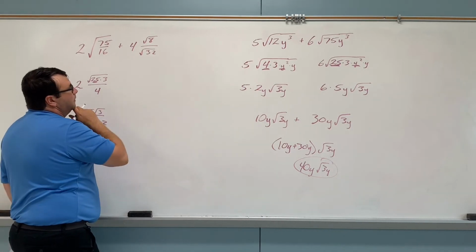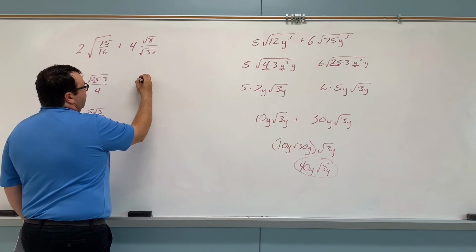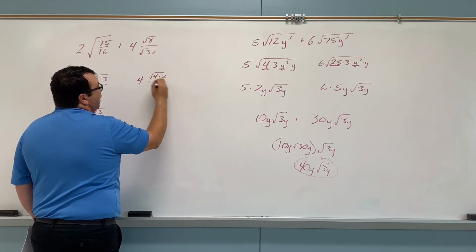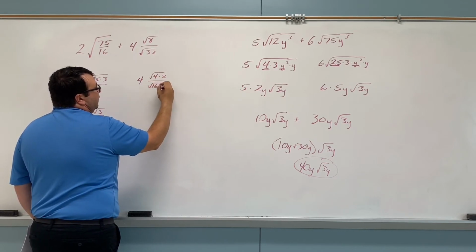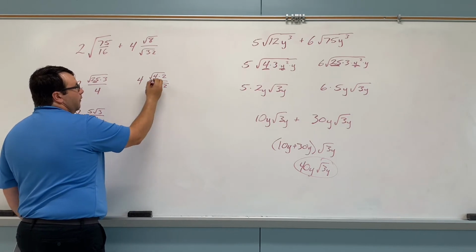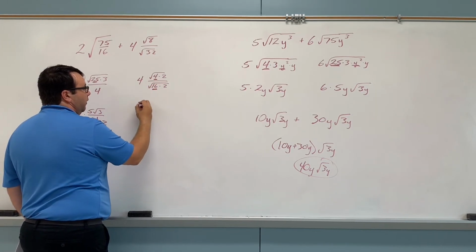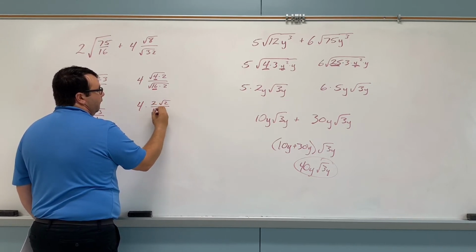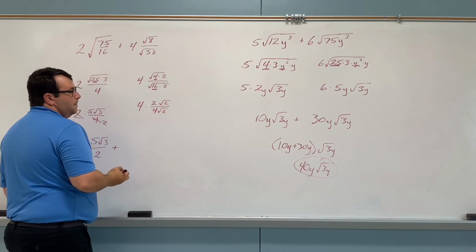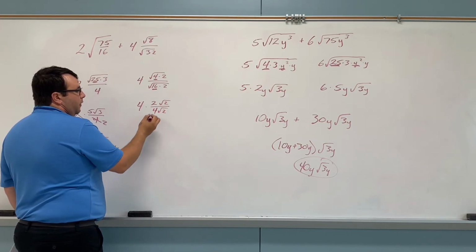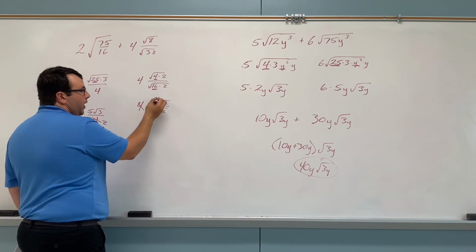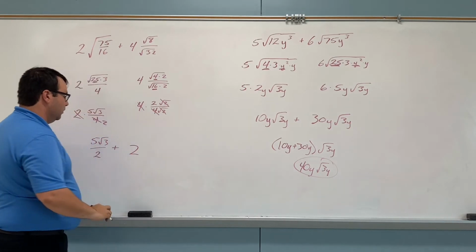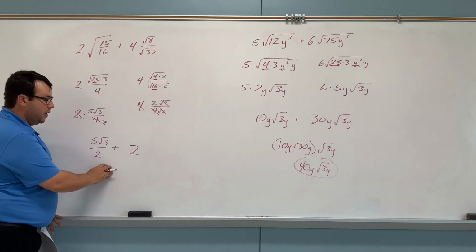Let's look at this next part. I'm left with 4. I have the square root of 8, which is 4 times 2. I have the square root of 32, which is 16 times 2. Perfect square of 2 here, perfect square of 4 here. So that's 4 times I have 2 radical 2 over 4 radical 2. Now, the 4 and the 4 can cancel. The radical 2 and the radical 2 can cancel. So that leaves me just 2. And this would be just fine.